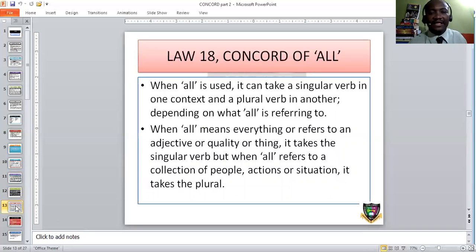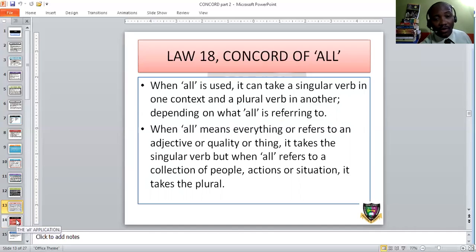Now, law 18, concord of all. When all is used, it can take a singular verb in one context and a plural verb in another context. It all depends on what you are referring to. Now, when all means everything or refers to an adjective or quality, it takes a singular verb. Everything, adjective or quality. But when it refers to a collection of people, maybe actions or situations, it takes a plural verb.